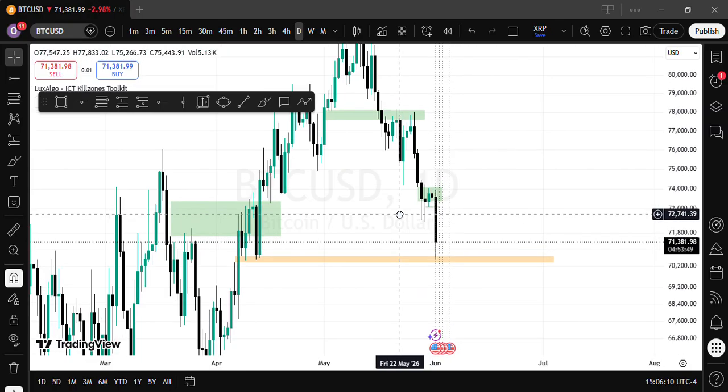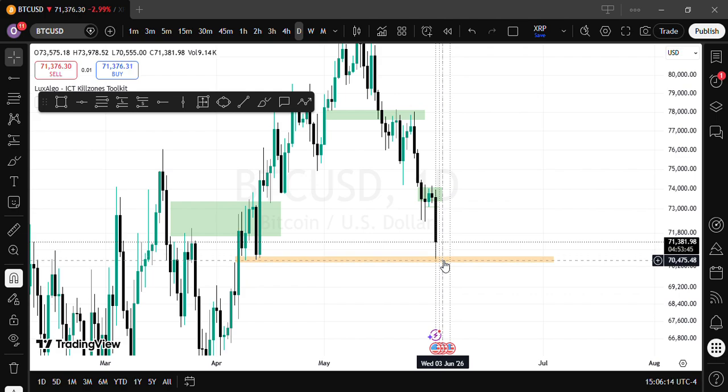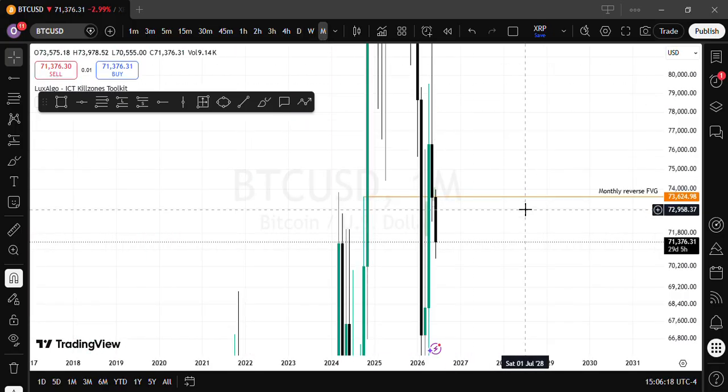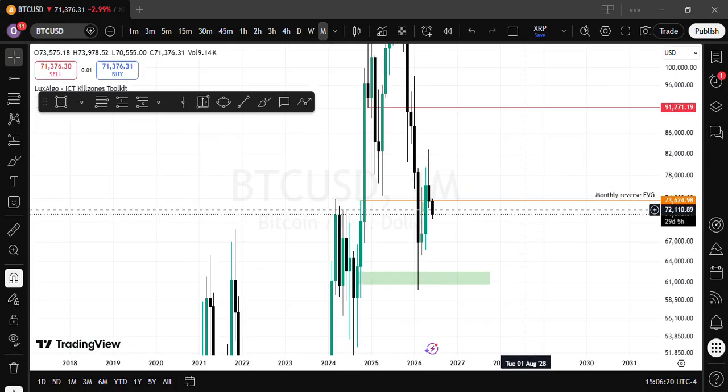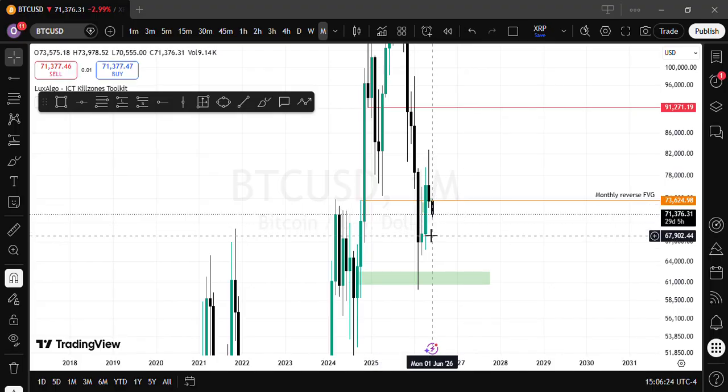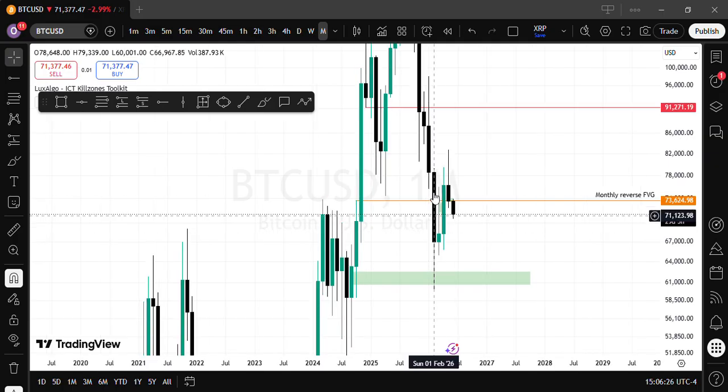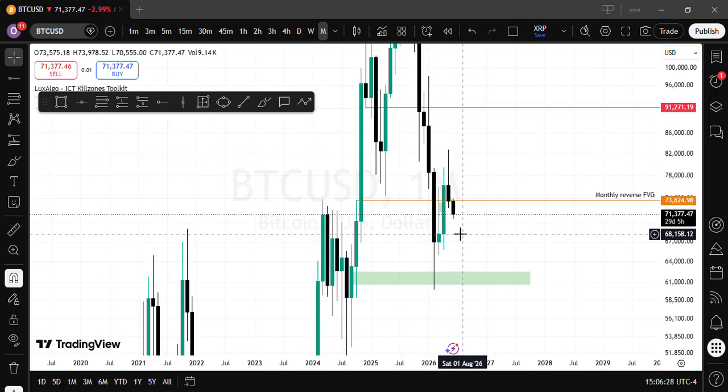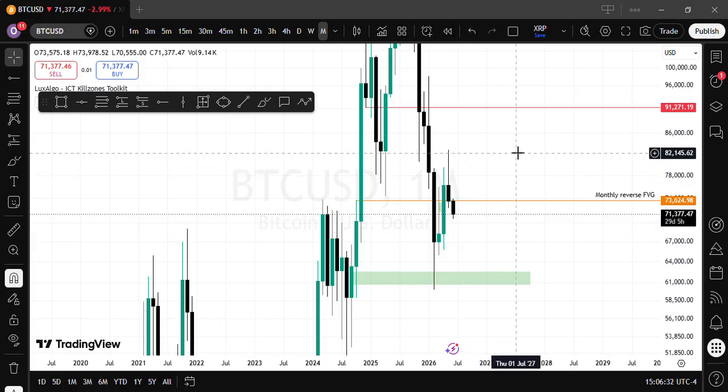What I'm observing here is to see how the daily is going to close. Actually, learning from my mistake, I'm going to align myself with the monthly time frame. So I'm going to be expecting this monthly time frame to at least go and take this reverse fair value gap to take out liquidity before maybe thinking of returning back up.